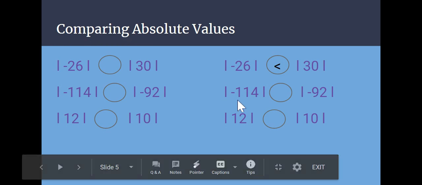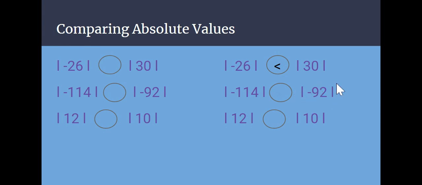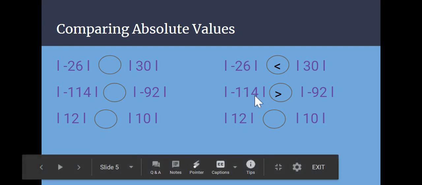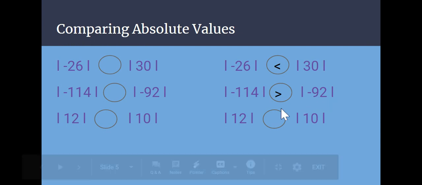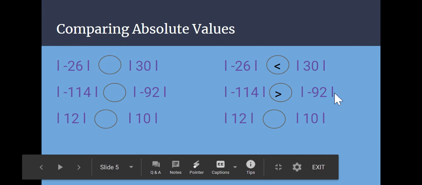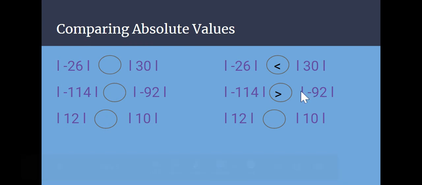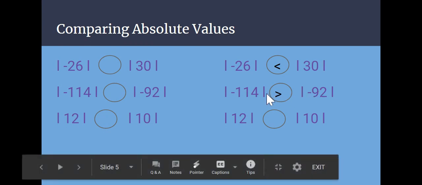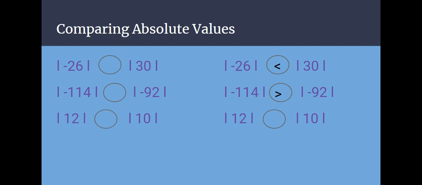Looking at our next one, the absolute value of -114 and the absolute value of -92, we know that it's going to be 114 because that is a greater distance from 0 than 92. Normally, if we weren't looking at absolute value, the -92 would be greater because we're trying to look at which one is closer to 0. But because we're looking at the greater amount from 0, it's going to be the absolute value of -114.